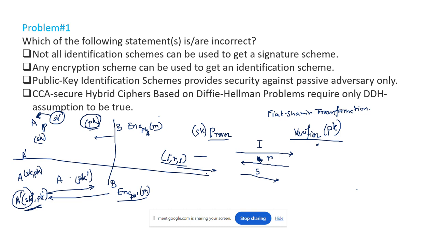The fourth statement says that CCA secure hybrid ciphers based on Diffie-Hellman problems require only the DDH assumption to be true. What about this? I can give a hint: you can think of gap CDH that you have seen in this week's videos. So anyone? Is this true or false?